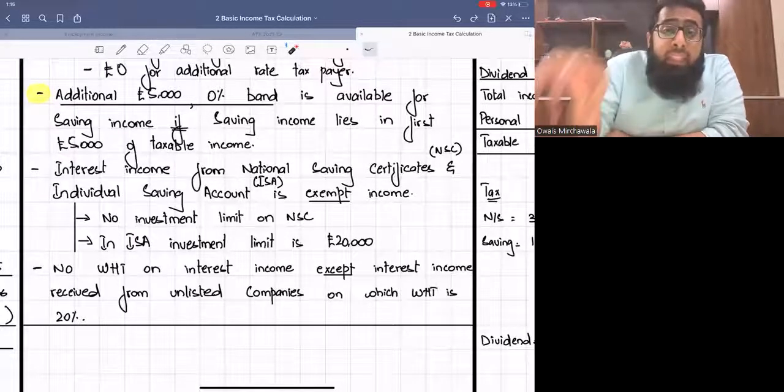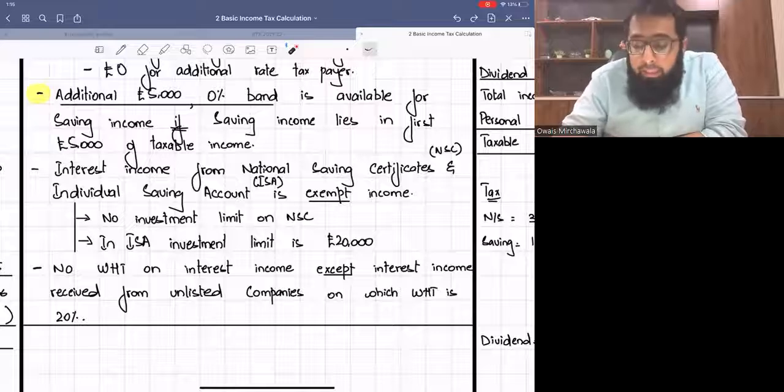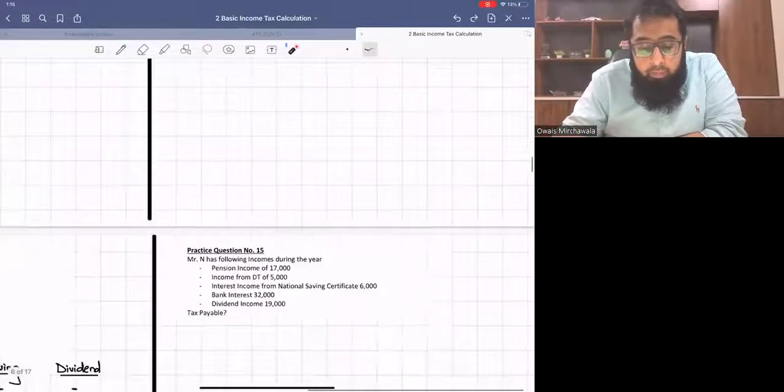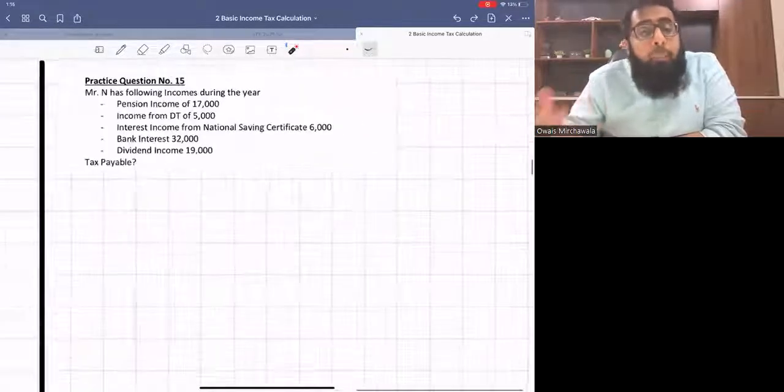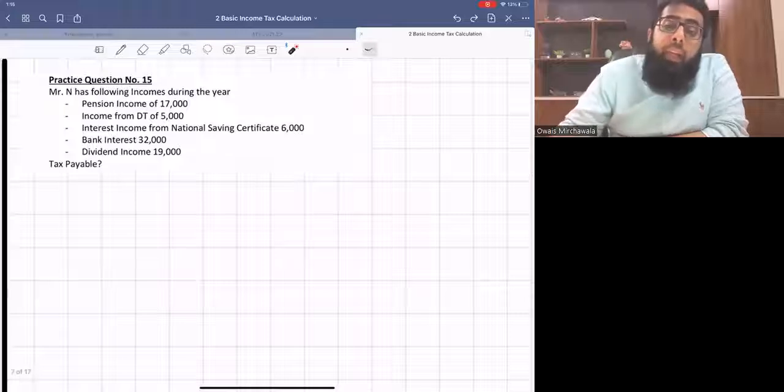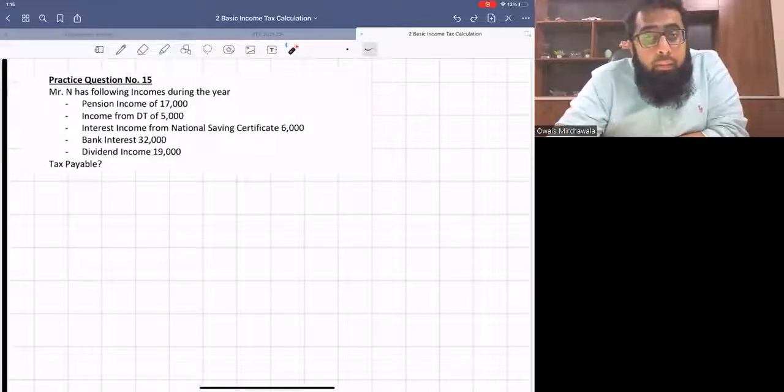Now let's apply these three rules in the practice questions. You all know my approach: first I teach the concept and then we go through the practice questions. So listen to me carefully.